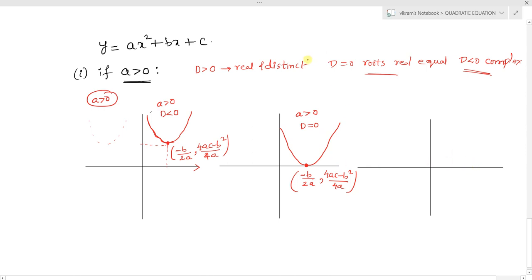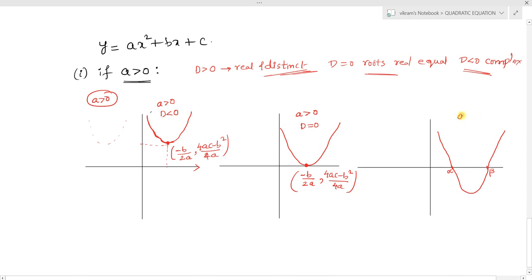If the roots are real and distinct, the equation has two solutions. Let this one be alpha and this one be beta. So that means the graph has to cut these two points. Then we can draw in this manner.